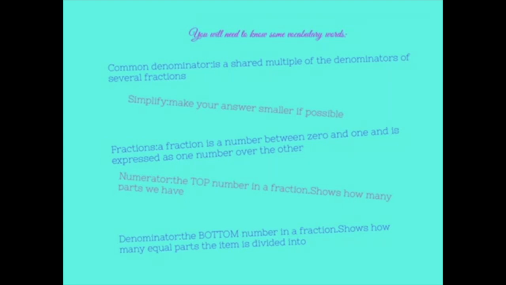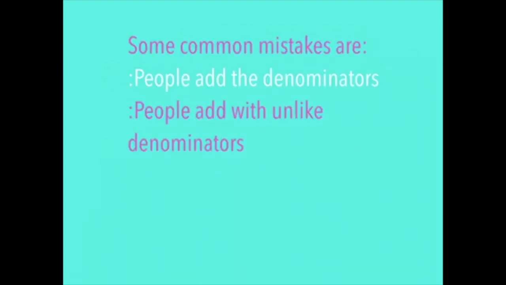Fractions. A fraction is a number between 0 and 1 and is expressed as one number over the other. Numerator. The top number in a fraction shows how many parts we have. Denominator. The bottom number in a fraction shows how many equal parts the item is divided into. Some common mistakes are that people add the denominators and people add with unlike denominators.